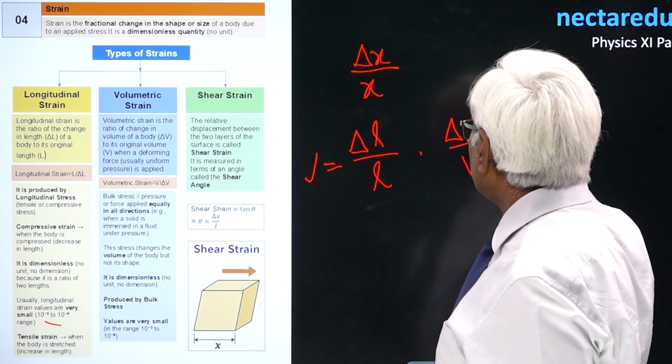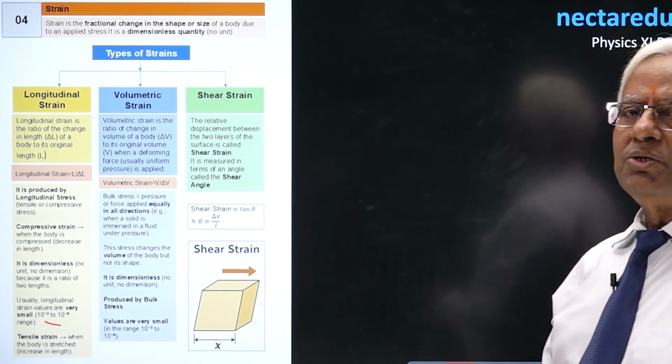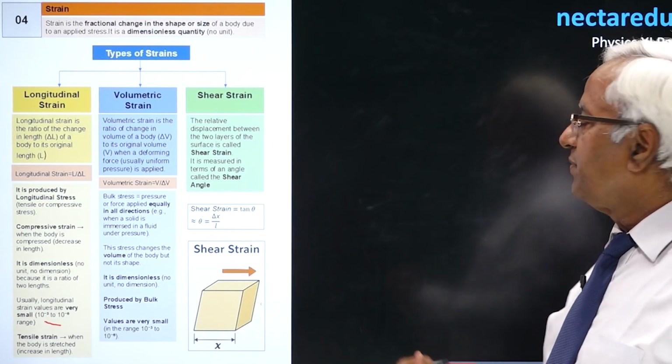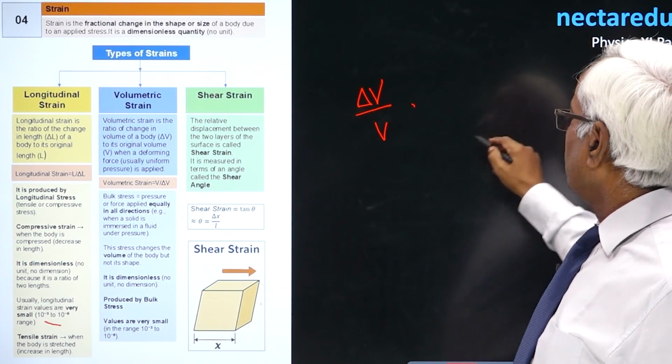Volumetric strain means the stress applied is normal to the surface. Volumetric strain would be delta V upon V.